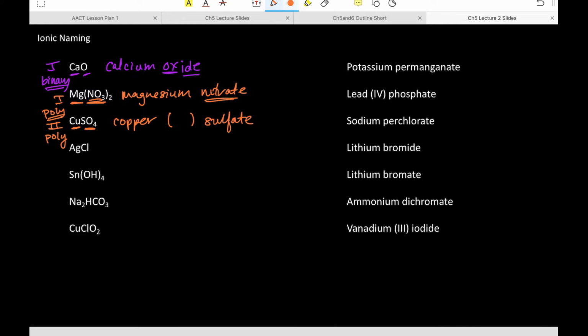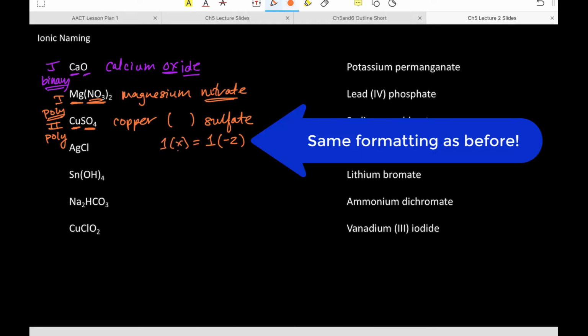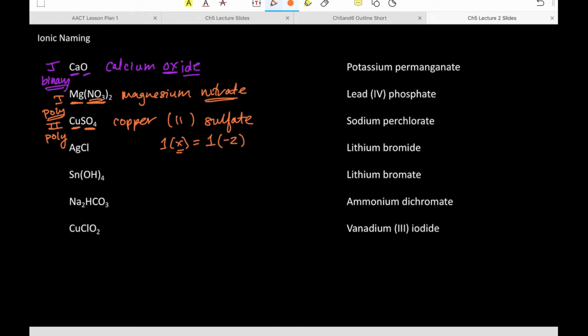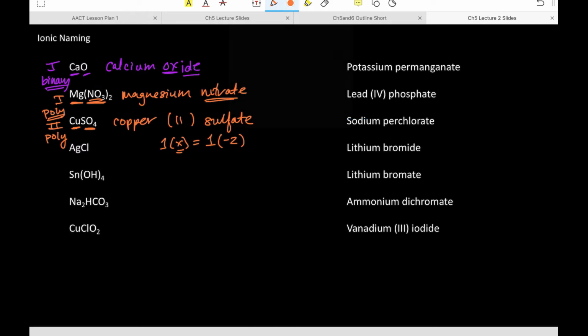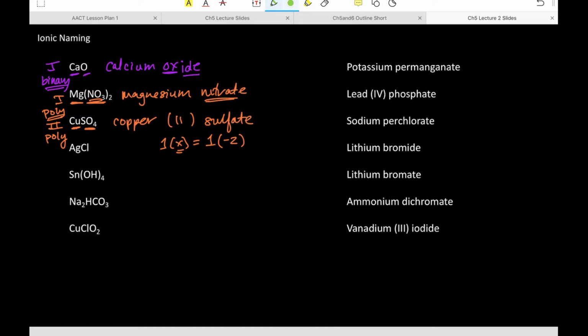Next, we have to come up with the charge. So if we think about what we talked about in the previous video, where the goal is that the amount of positive charge has to cancel the amount of negative charge, all we're doing now is working backwards. So I know that I have one sulfate with a charge of -2, and I have one copper. What kind of charge must it be? It must be +2. Yes, copper 2 sulfate.